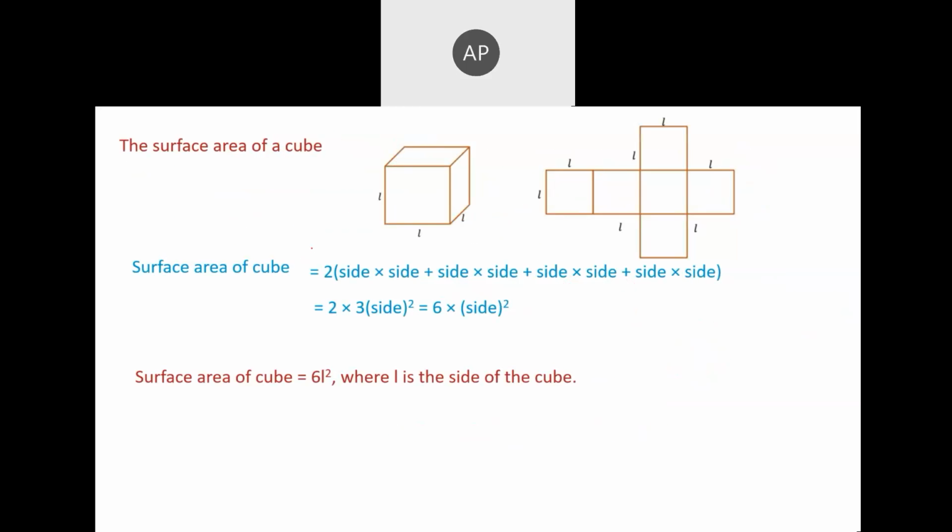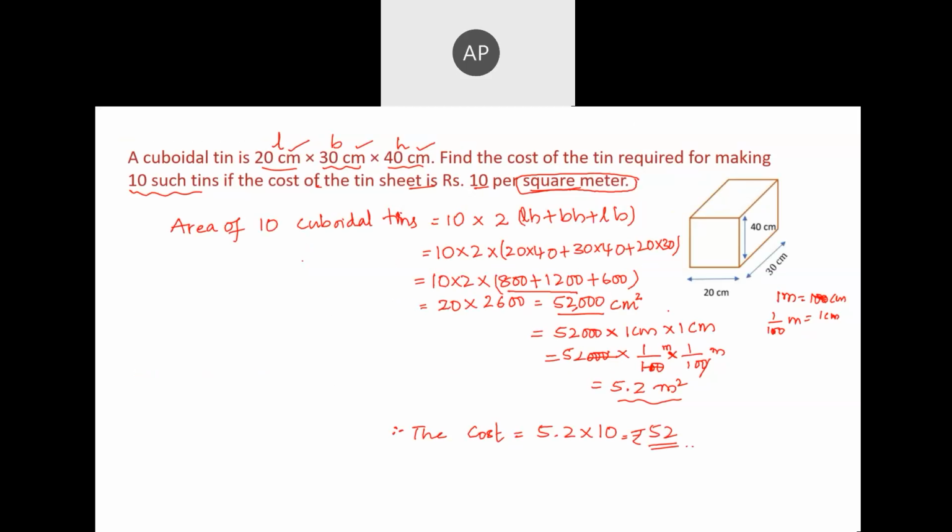Sir, can we consider 30 centimeter as length? We can consider, there is no issue in that. But they have given the figure now. According to the figure, the length is 20, breadth is 30, height is 40. If they don't give the figure, it's left to your choice. You can consider any of these as length, breadth, and height. There is no problem in that. Hope it is clear to you.